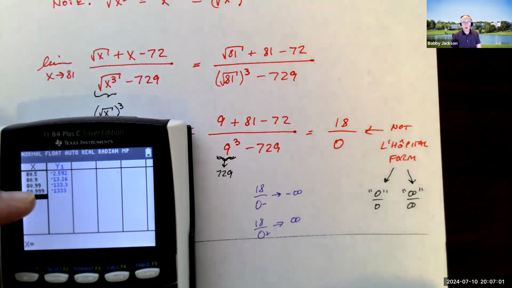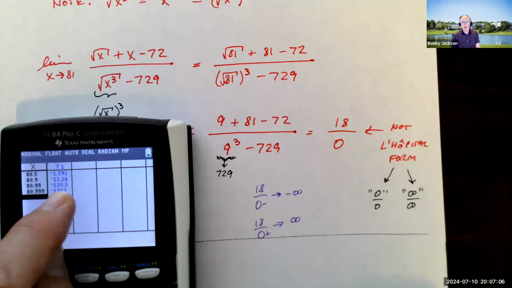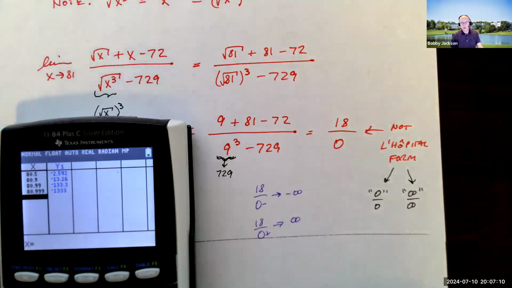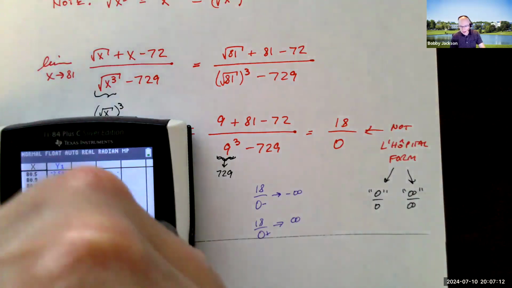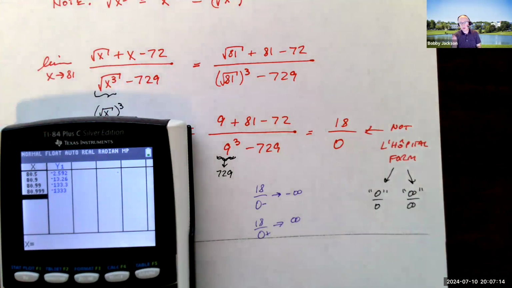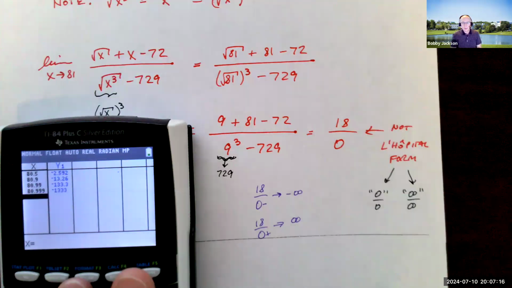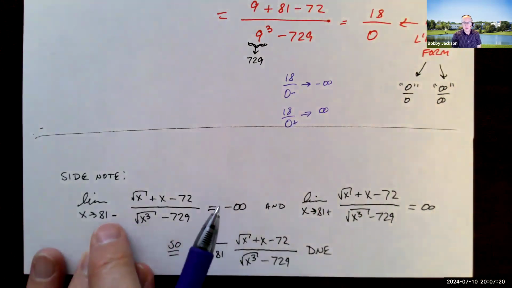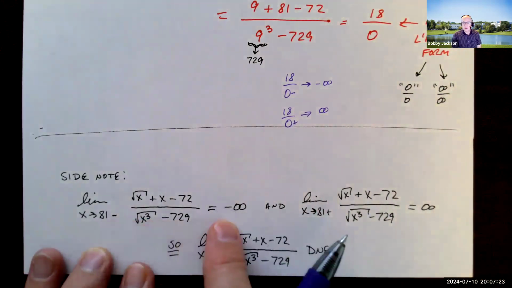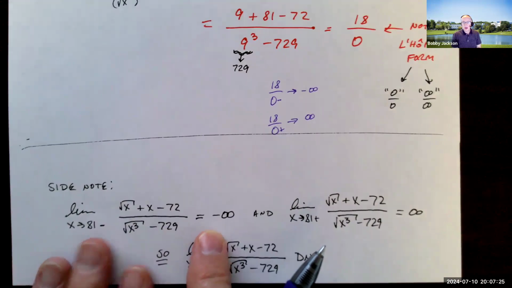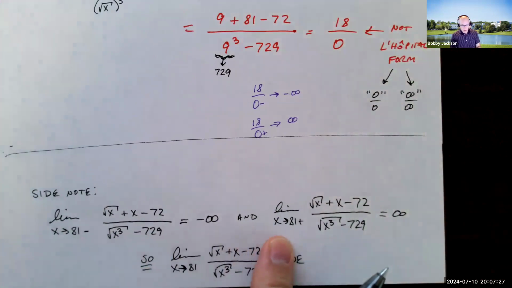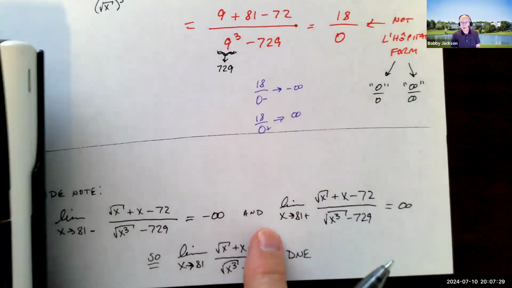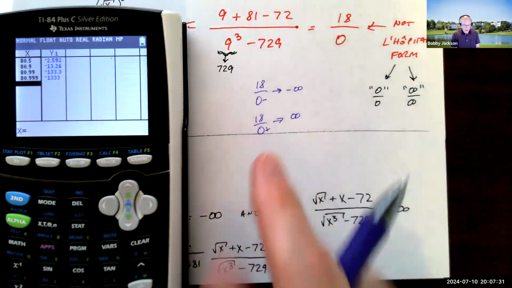By the time we get to 80.999, which is a small change in x, we've jumped from negative 133 to negative 1,333. So this is quickly dropping down, going down as we approach from the left. And so I could write the limit as x approaches 81 from the negative side of this is negative infinity. Similarly, we can find the limit as x approaches 81 from the positive side, which I said would be positive infinity, and you can do that numerically as well.